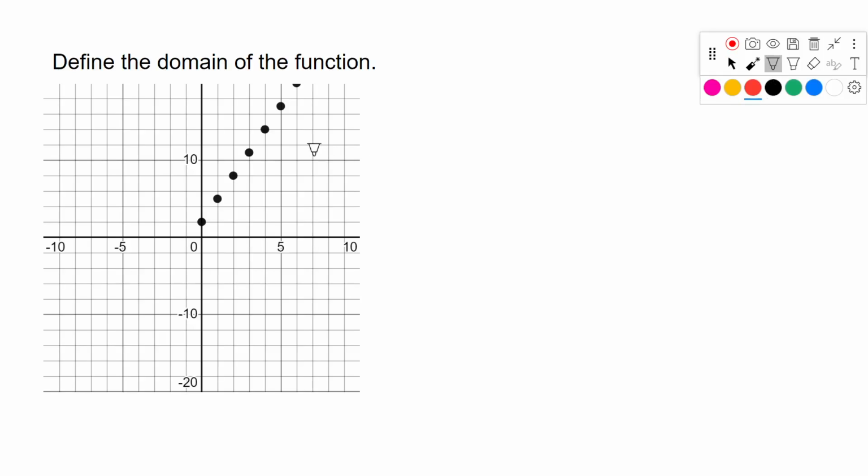In this first graph, we have a graph of plotted points. A graph of plotted points is a discrete function. Another way that I use to remember that is discrete and dots both start with the letter D. So in a discrete situation, you would have dots.